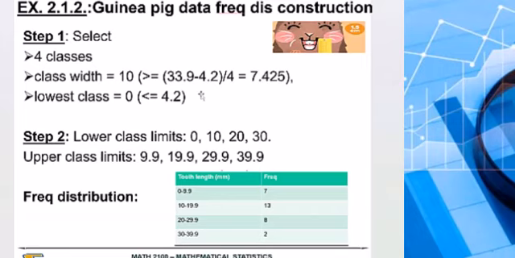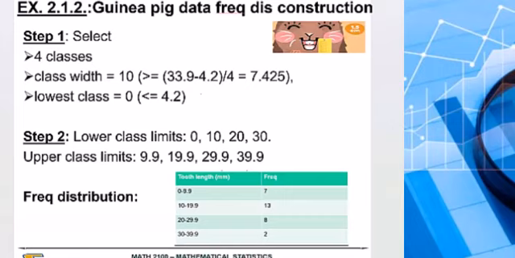So the class width can be any number bigger than this number. But you want it to be 10 here, to make it look neat, right? And then the lowest class limit here can be any number less than the minimum, which is 4.2. So here we choose 0. You can choose 3, 4, or whatever number you want, but it has to be less than or equal to the minimum value. But here we choose 0. So after that, we have the lower class limits. The lowest class is 0, and you just add 10 to get all the lower class limits: 0, 10, 20, 30.